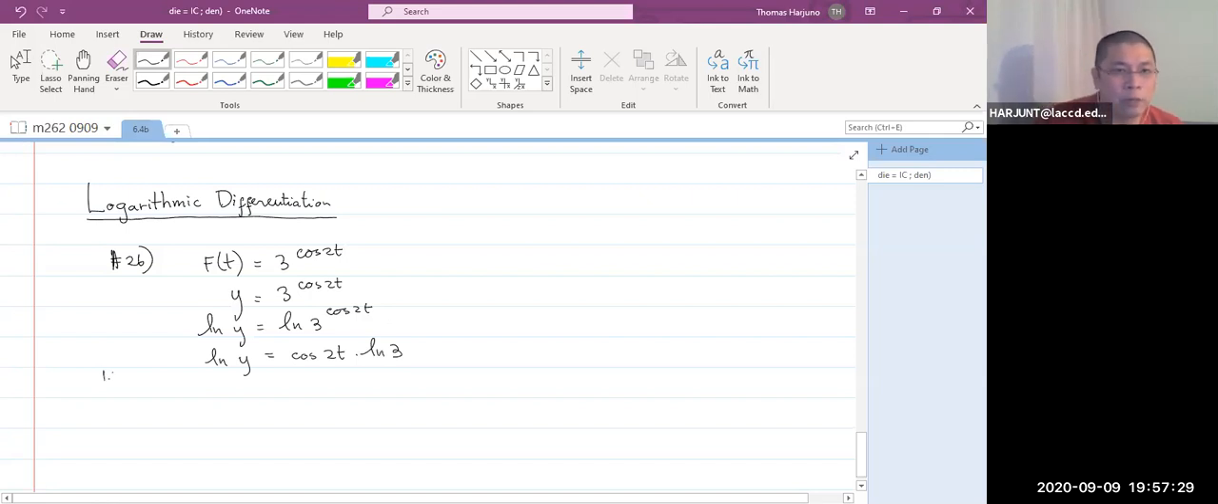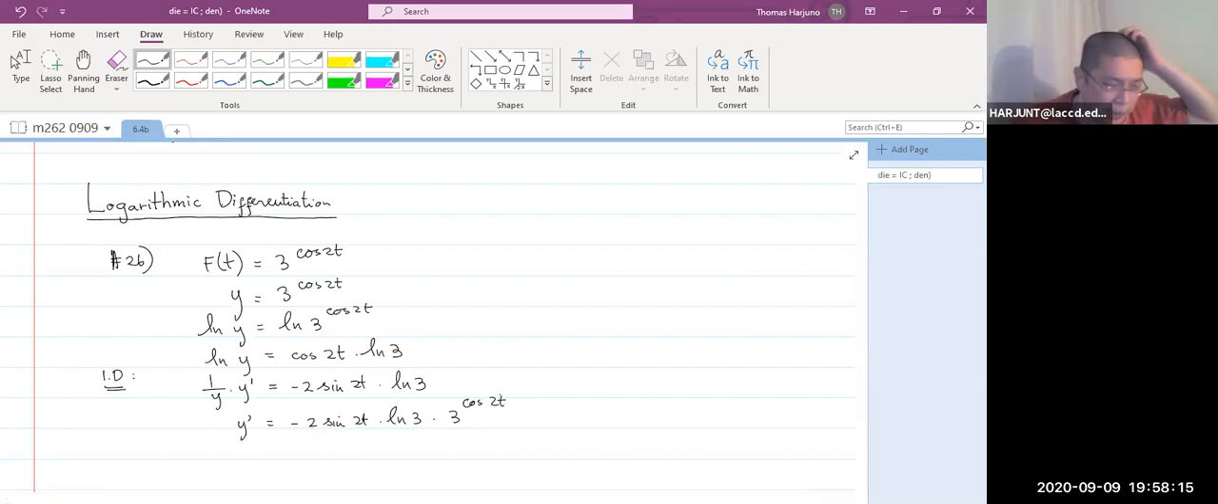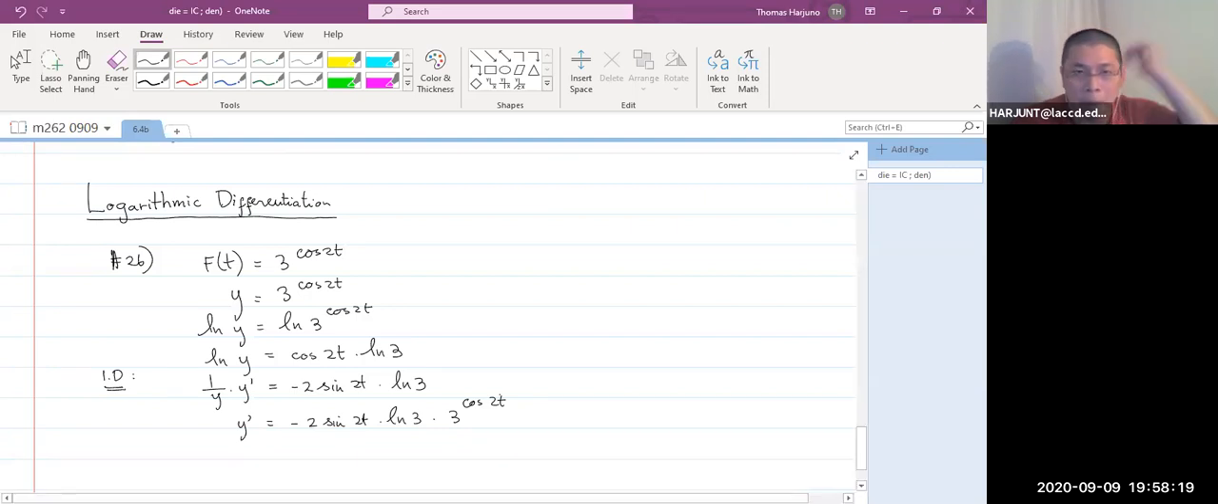Now from here we do implicit differentiation. The derivative of the natural log of y is 1 over y times y prime. And on the right-hand side, we will have the derivative of cosine 2t, which is negative 2 sine 2t, times the natural log of 3. So y prime is negative 2 sine 2t times the natural log of 3 times the y, which is 3 to the cosine 2t. So you apply the natural log first, then do implicit differentiation, and then get the y prime back. That's the basic idea of logarithmic differentiation.